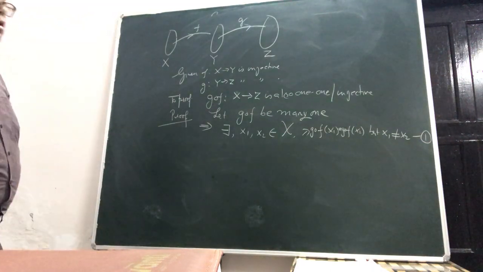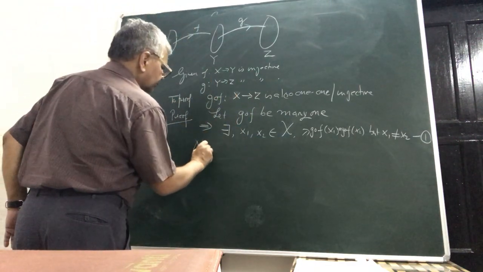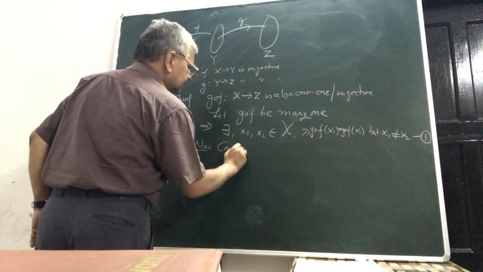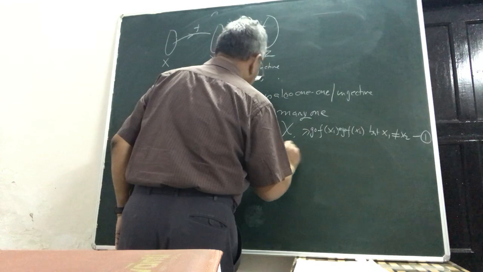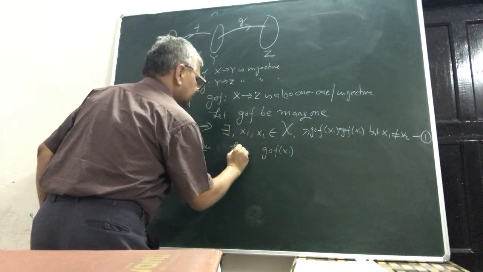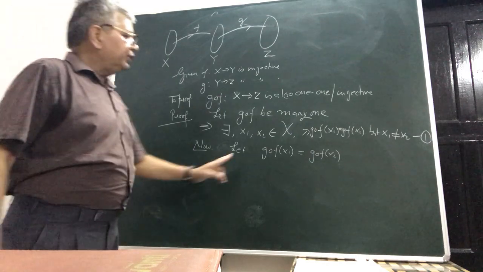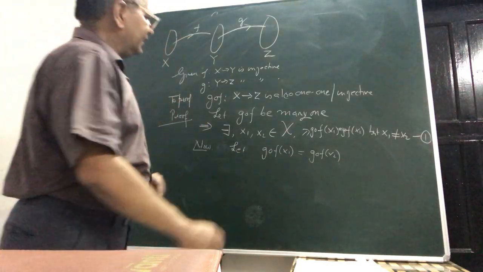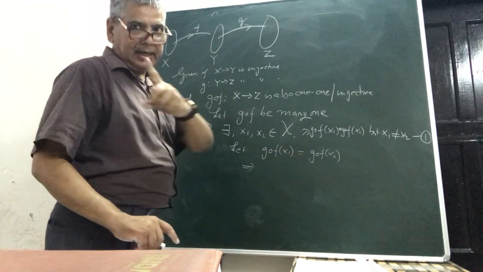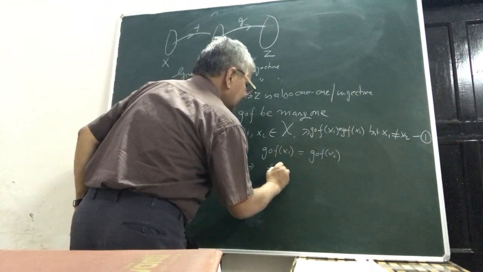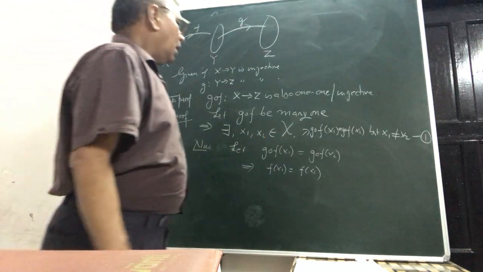Okay. Now, how to contradict this? Please see. Now consider g of f(x1). Let g(f(x1)) be equal to g(f(x2)). This implies what? Because g is 1-1. It has been given, both f and g are 1-1. So this implies f(x1) is equal to f(x2).